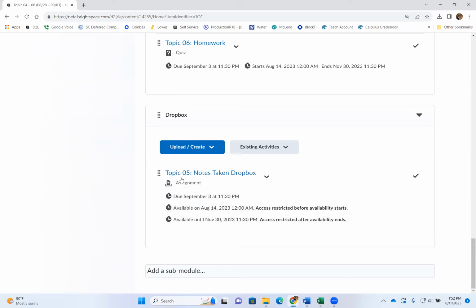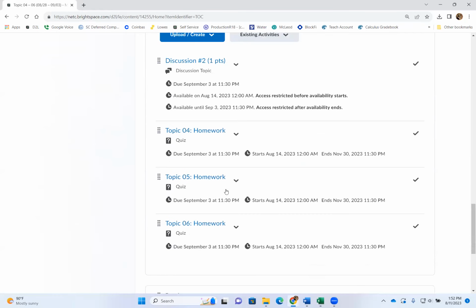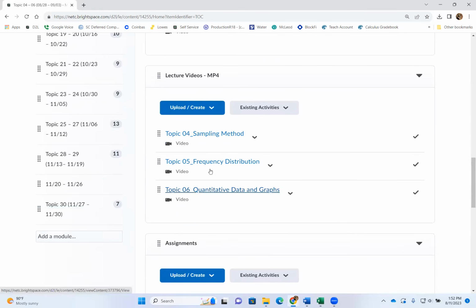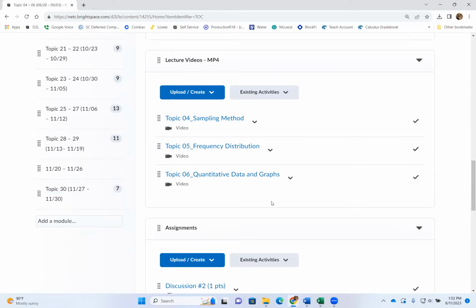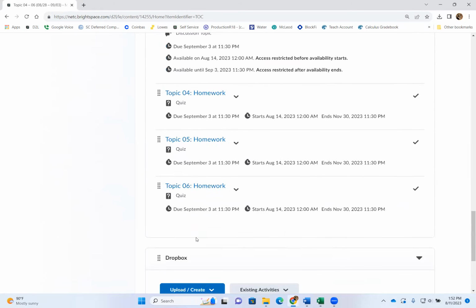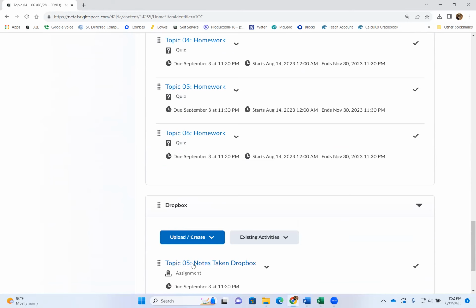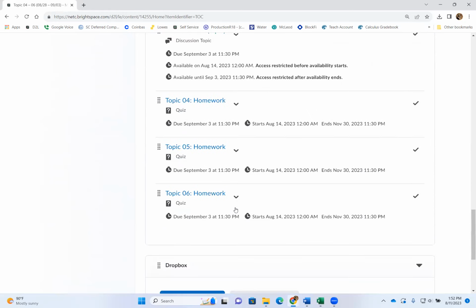So for this week, you only have to turn in topic 5 notes. The reason why I'm not asking you for all the topics for that week is because there would be a lot of pictures for you to take, save, and upload. So just turn in one, and which one to turn in will be determined by the name of the Dropbox.